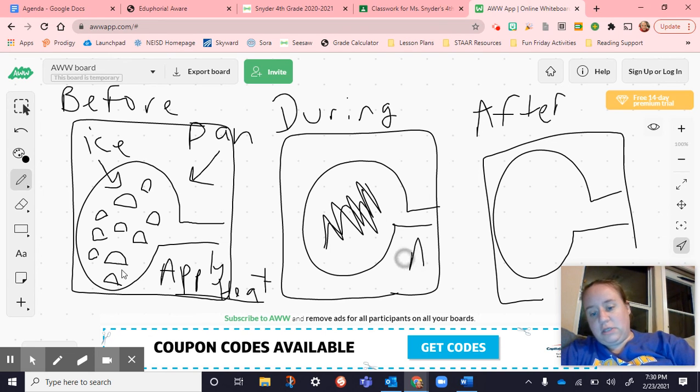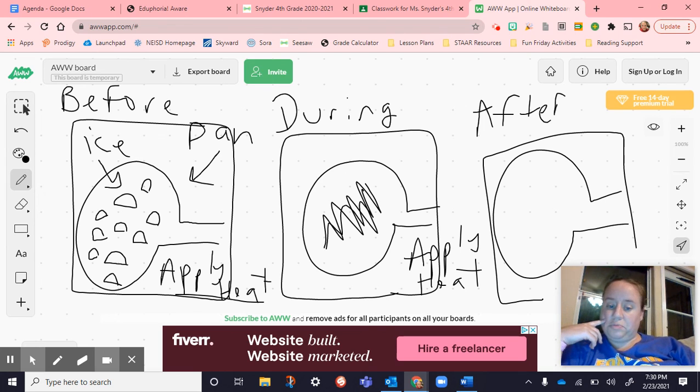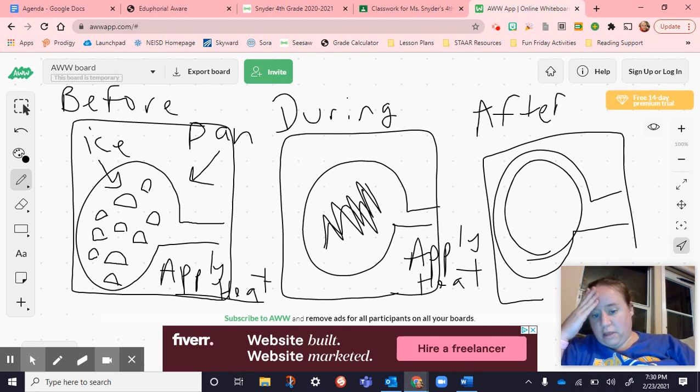Then you're going to continue to apply heat, and it may take a little bit. You'll continue to apply the heat, and then something else is going to happen to your pan. You're going to have another change, and you're going to describe what happened there. So you have before, when it's a solid, during, and then what happened at the very end after you applied all that heat.